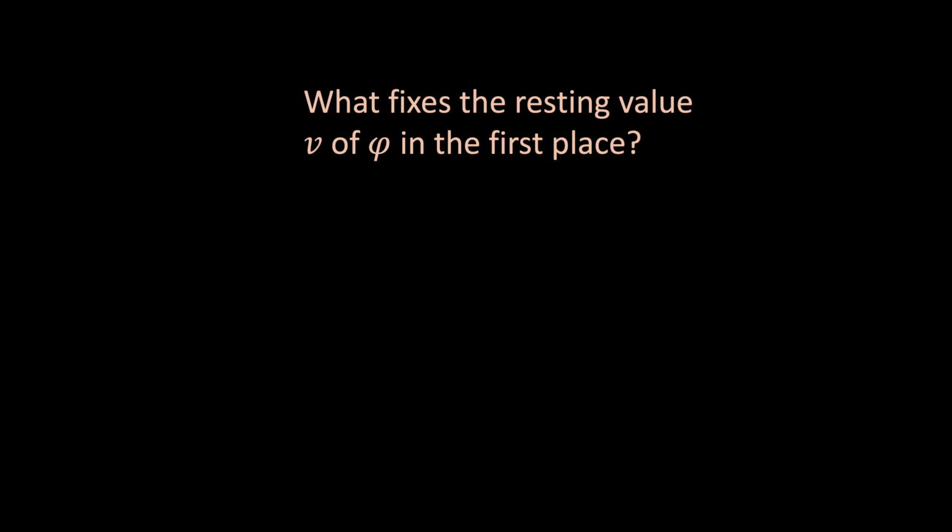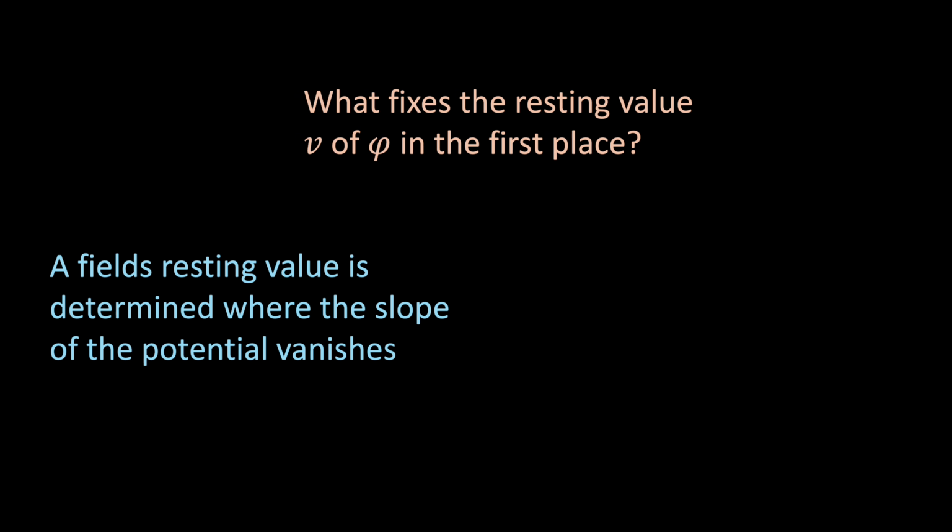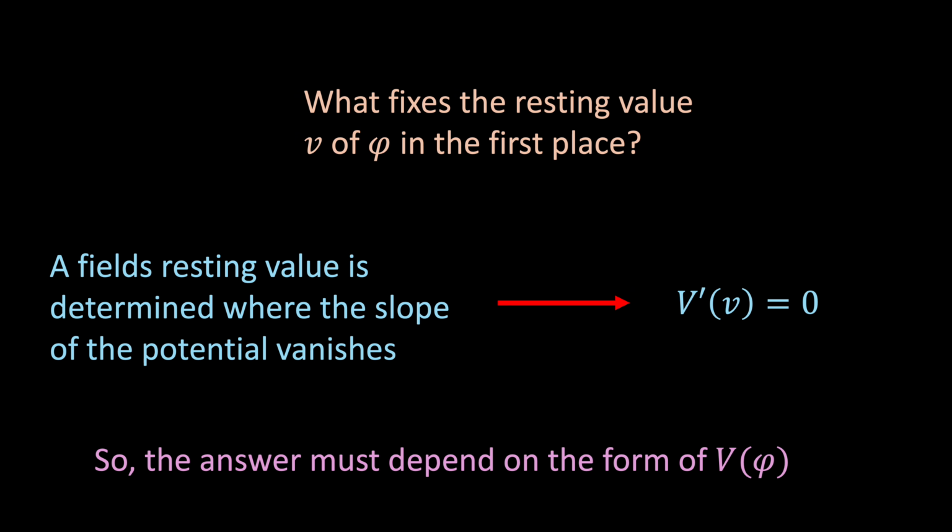But that immediately raises the next crucial question. What exactly fixes the resting value v of phi in the first place? Earlier, we said that a field's resting value is determined where the slope of the potential vanishes. In other words, where V prime of v is equal to 0. So the answer must depend on the form of the potential function V of phi.